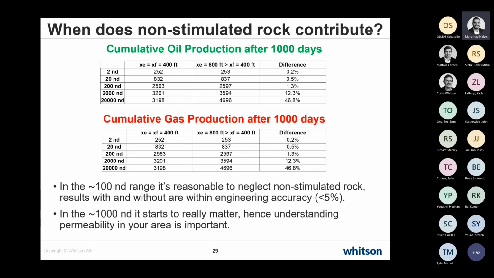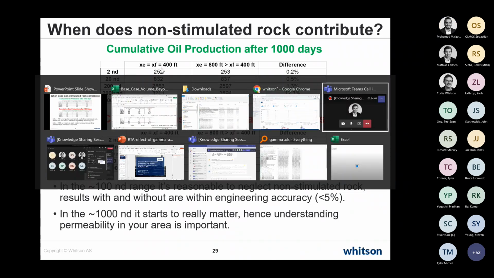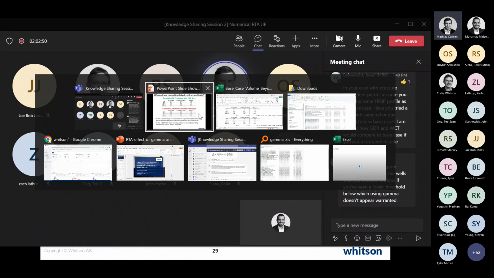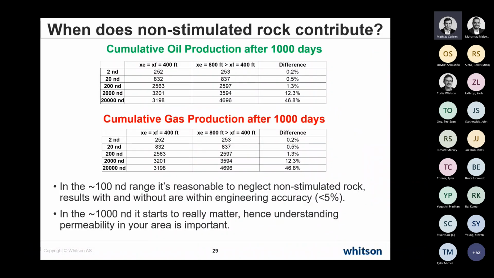Sorry, I lost you there, Sebastian. Hello? Yeah, he just said, Mo, that we hear you well. Sebastian had a little bit of a problem with the connection. It was basically just a question if you ran it for 10,000 days, to see the comparison at 10,000 days for these different cases.